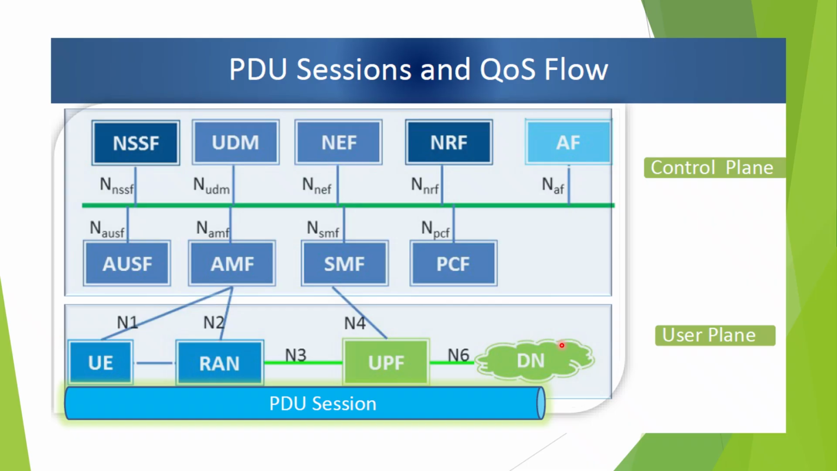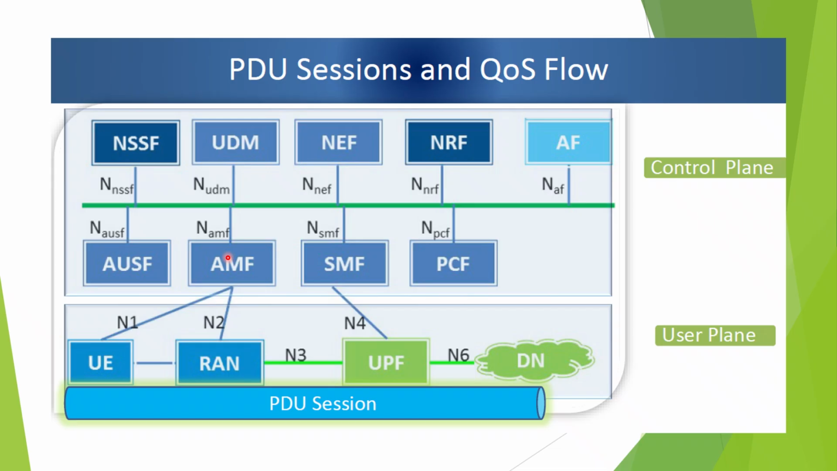So, the PDU session establishment procedure. The establishment process consists of signaling between the user equipment, gNodeB, AMF, SMF and UPF. First step, the user equipment registers with the 5G core via the gNodeB to the AMF. The AMF authenticates the user based on the registration request.